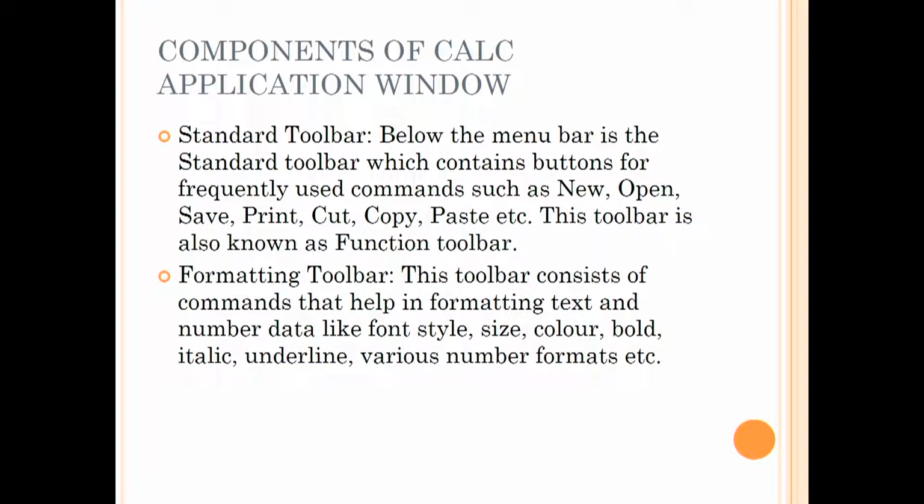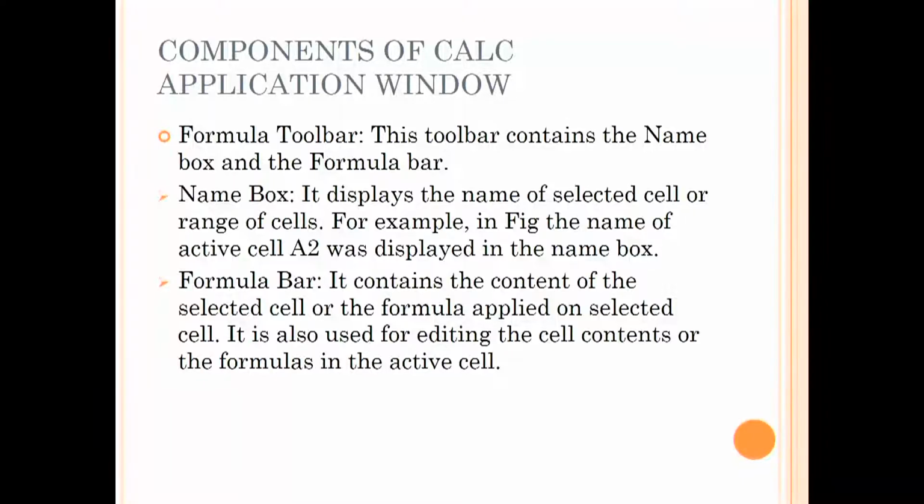Now the next component is the formatting toolbar. This toolbar consists of commands that help in formatting text and number data like font style, size, color, bold, italic, underline, various number formats, etc. So these are the different components of the formatting toolbar. The next very important component is the formula toolbar. This toolbar contains the name box and the formula bar. Now I'll tell you what is the name box and what is a formula bar.